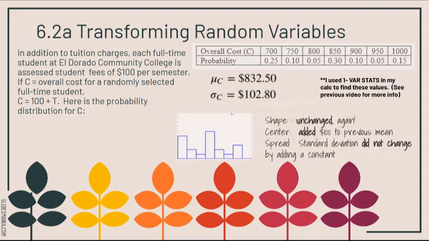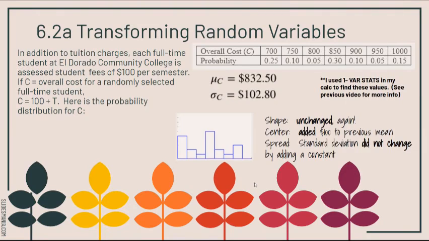But did the mean change? It did. So the shape is unchanged. It was just moved to the right. The center, which is our mean, was just increased by 100. So it was 732.50, now it's 832.50. So the center was increased by 100, but standard deviation did not change by adding a constant. Do you remember learning about this in a previous chapter? We dealt with Fahrenheit and Celsius. We talked about mean and standard deviation changing.